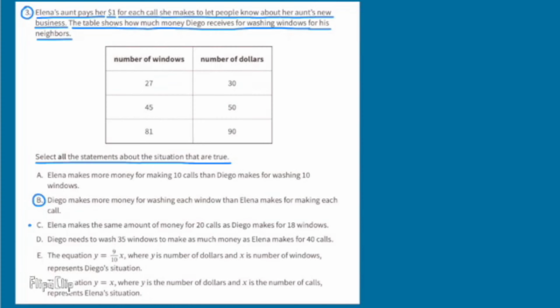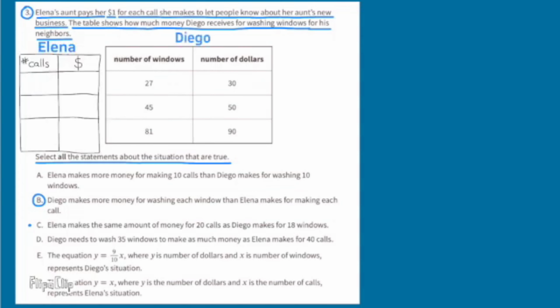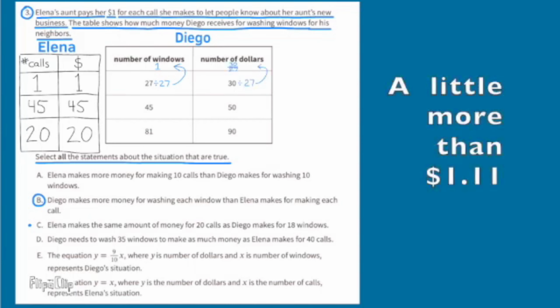Statement C. Elena makes the same amount of money for 20 calls as Diego makes for 18 windows. I'll make a chart so we can do a side-by-side comparison between Elena and Diego. We know that Elena earns $1 for making one phone call. At that rate, if she made 45 phone calls, she would earn $45. If she made 20 phone calls, she'd make $20. Let's figure out how much Diego makes for one window. 27 divided by 27 equals 1, and 30 divided by 27 equals 30 over 27.